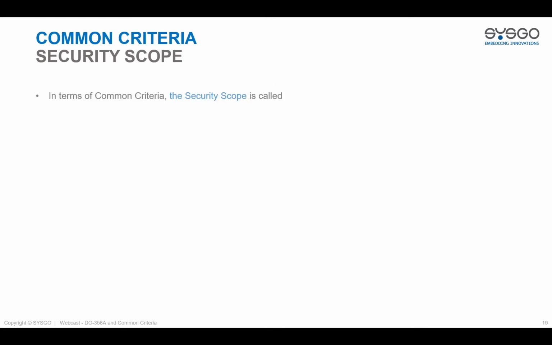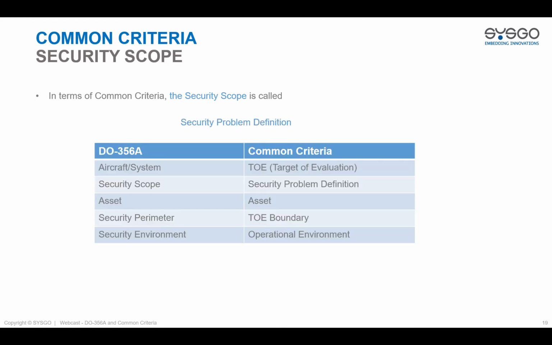In terms of common criteria, the security scope is actually called security problem definition. The terminology of common criteria is a little bit different from DO-356A. The aircraft or system to be certified is called target of evaluation within common criteria. The security scope is called security problem definition as it keeps its name. The security perimeter has the name TOE boundary, and the security environment is called operational environment. Apart from that, this is pretty similar. And after we've defined the security scope, we will now analyze the risk.